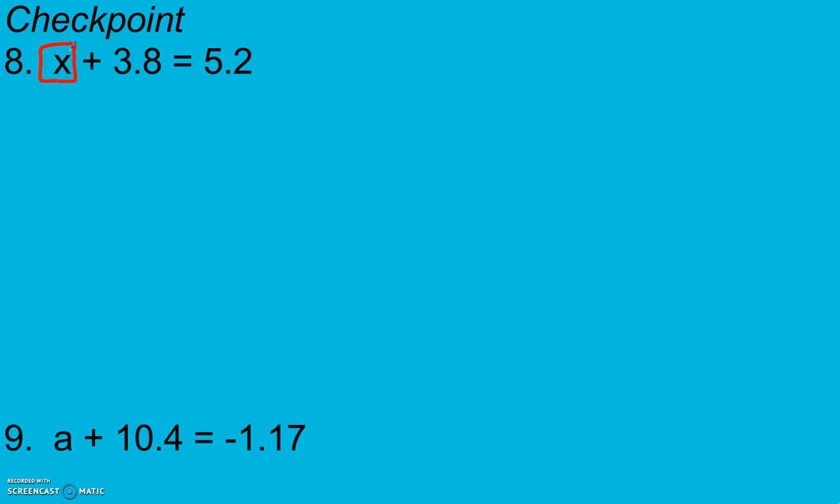I have x being added by 3.8, so to get rid of addition, we use subtraction. I didn't change my x. 3.8 and a negative 3.8 are opposites. They had to be 0. They're still equal since I did the same thing on both sides. And now I do my subtraction.